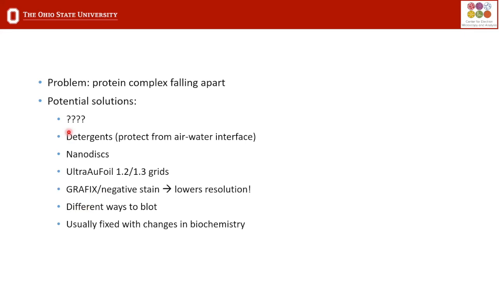Usually though, once we run through a bunch of these type things and go through many rounds of screening, we've found it easier to just change some of the biochemistry a little bit and try to engineer our protein to be more stable.